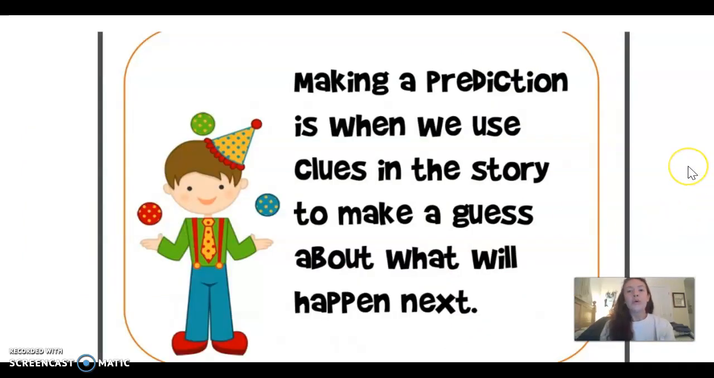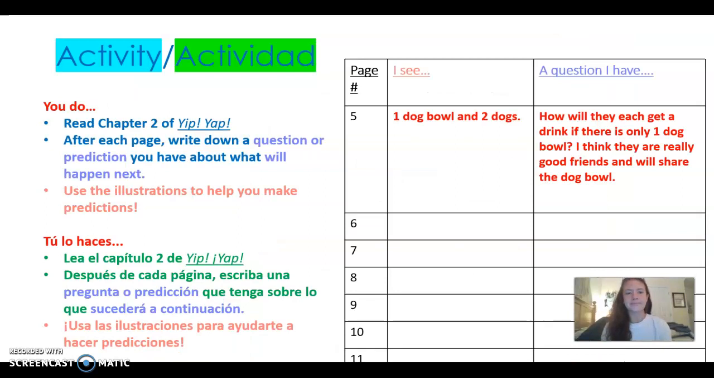Then we're going to start thinking about what might happen in chapter 2, because we're going to get to that later this week. So we're going to be working on making predictions. Do you know what a prediction is? That's a really good guess. Making a prediction is when we use clues in the story to make a guess about what will happen next. So a prediction is really just a good guess. We're going to use the illustrations and the words to help us predict what will happen in chapter 2 of Yip Yap.